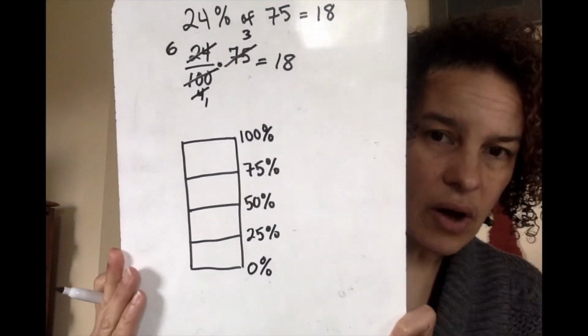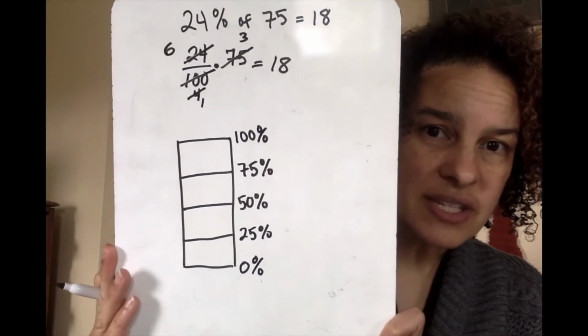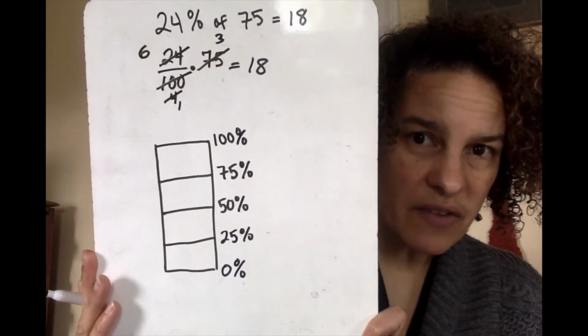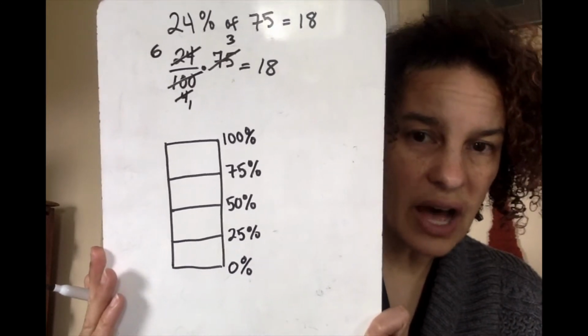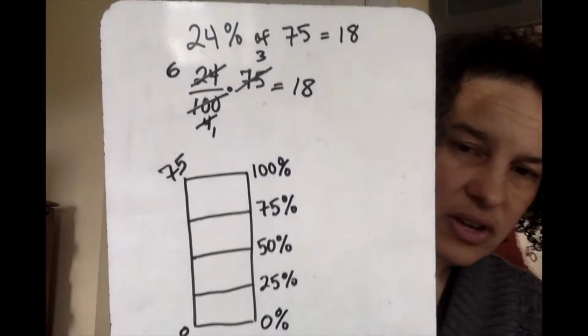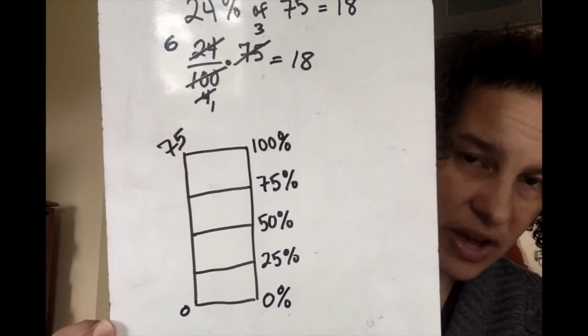So I'm going to go ahead and put that in. 25%, 50%, 75%. Now, on the other side, I'm going to have just the amounts. So we wanted to find 24% of 75. So my total amount is going to be 75. So it goes from 0 to 75.